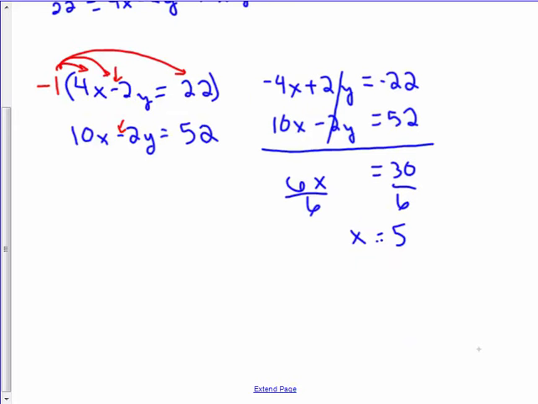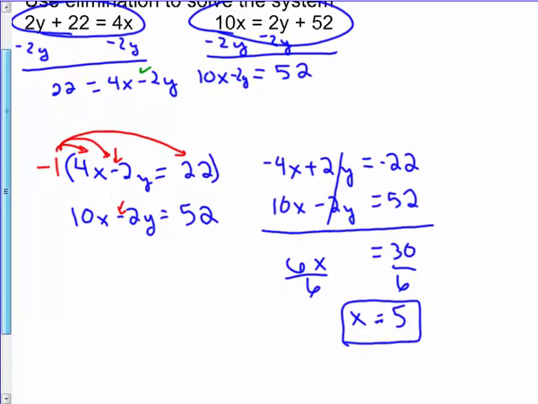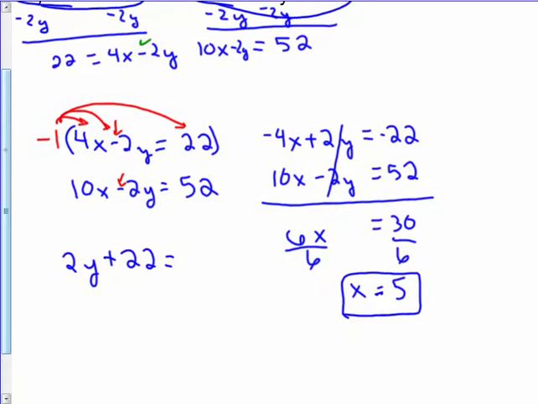At this point, that's one of the solutions here, or one part of the solution, I should say, because we have to figure out what y is. Remember, we needed a point, an x and a y here. So I'm going to plug it into one of the equations. Which one? Doesn't matter. I'm going to pick the first one here, but again, you can pick the second one just as easily. So I have 2y plus 22 equals 4 times my x, and my x in this case is 5.